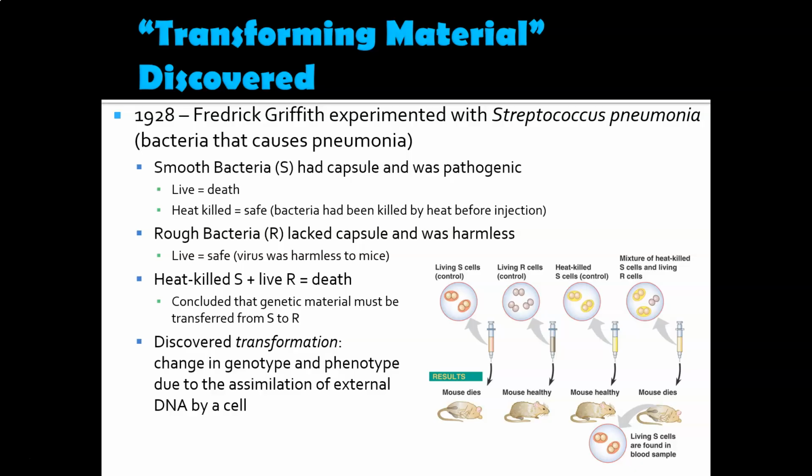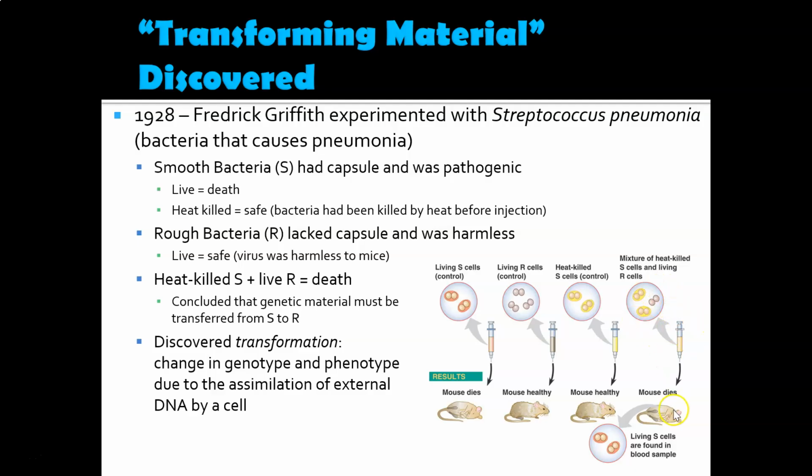The final step of his experiment is where things got a little weird. This was not expected. So he took a mixture of heat-killed S strain. Remember that allowed the mouse to live. That heat killed off that bacteria, didn't destroy the mouse. And he mixed it with live R strain. Also, gave that to the mouse by itself, mouse lived.